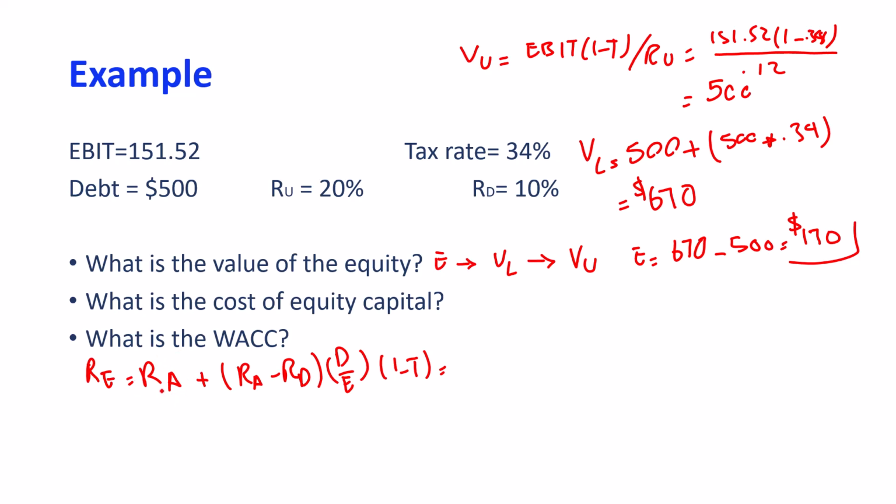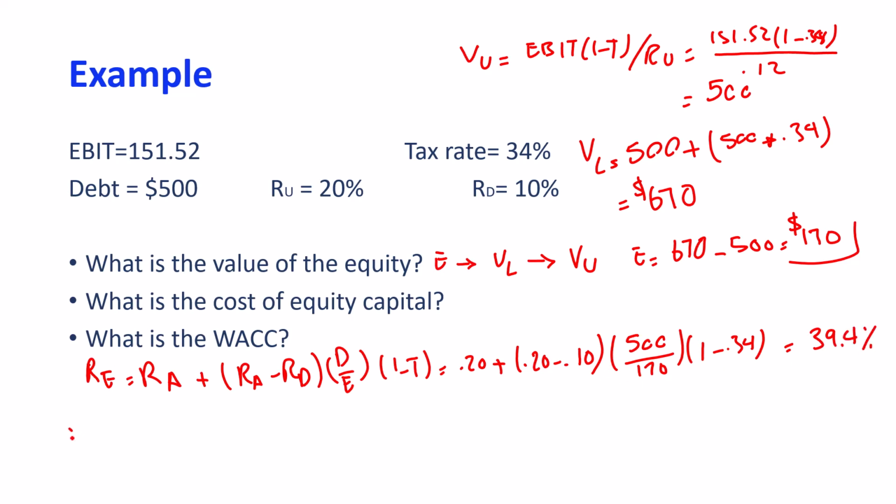RA is the rate of return on the assets of the firm or the business risk of the firm, which is the same as the cost of capital of the unlevered firm, all equity. Okay, so we have 20% plus 20 minus 10 times debt to equity ratio is 500 over 170 times 1 minus the tax rate of 34%. So if you calculate this, you should be getting 39.4% for the cost of equity, right?